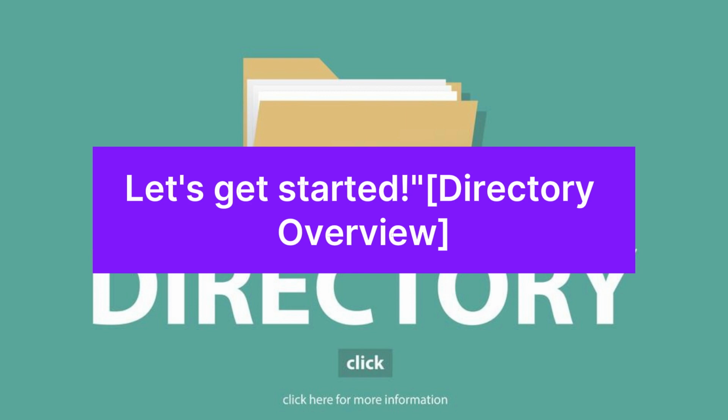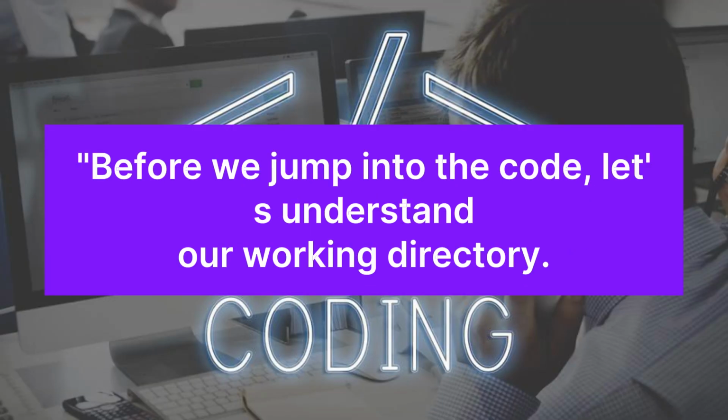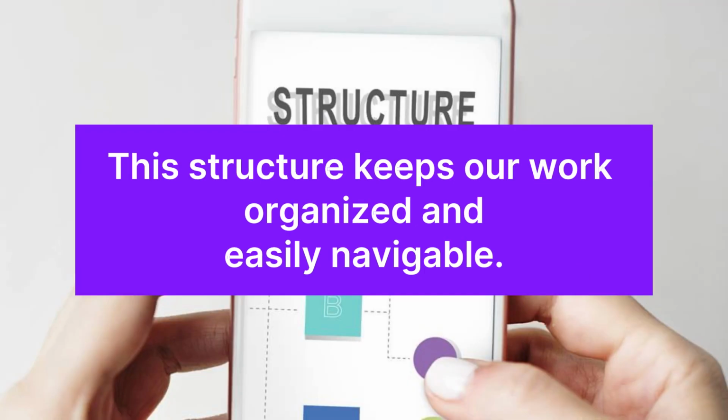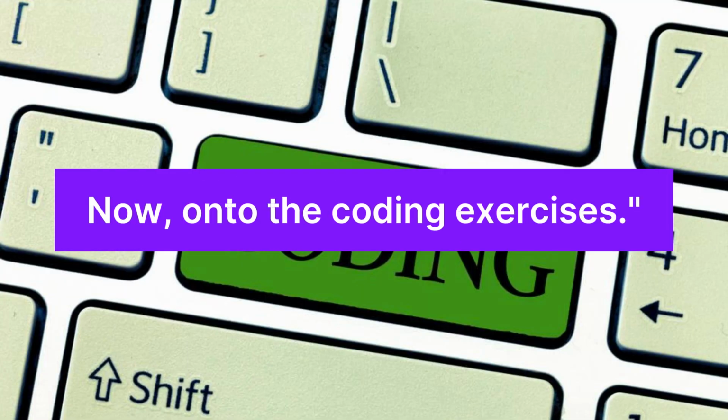Directory overview. Before we jump into the code, let's understand our working directory. Our projects are organized under Piscine C00, with each exercise in its respective subfolder ranging from X00 to X05. This structure keeps our work organized and easily navigable. Now onto the coding exercises.